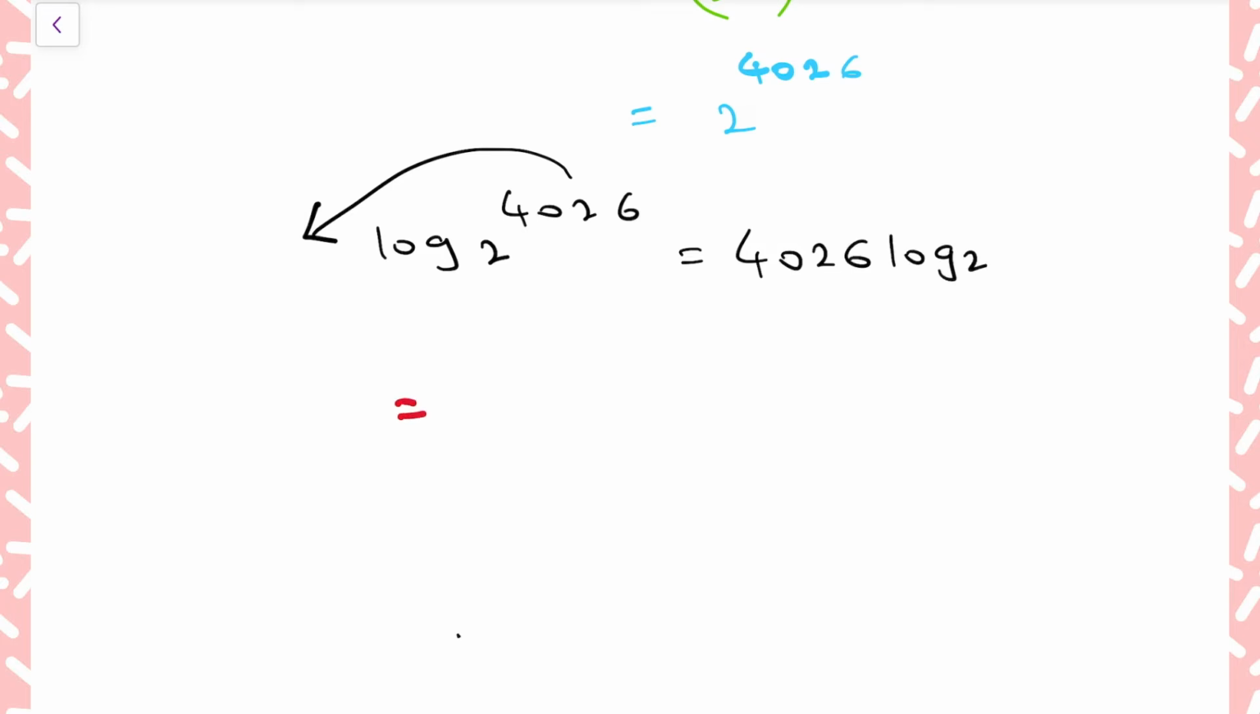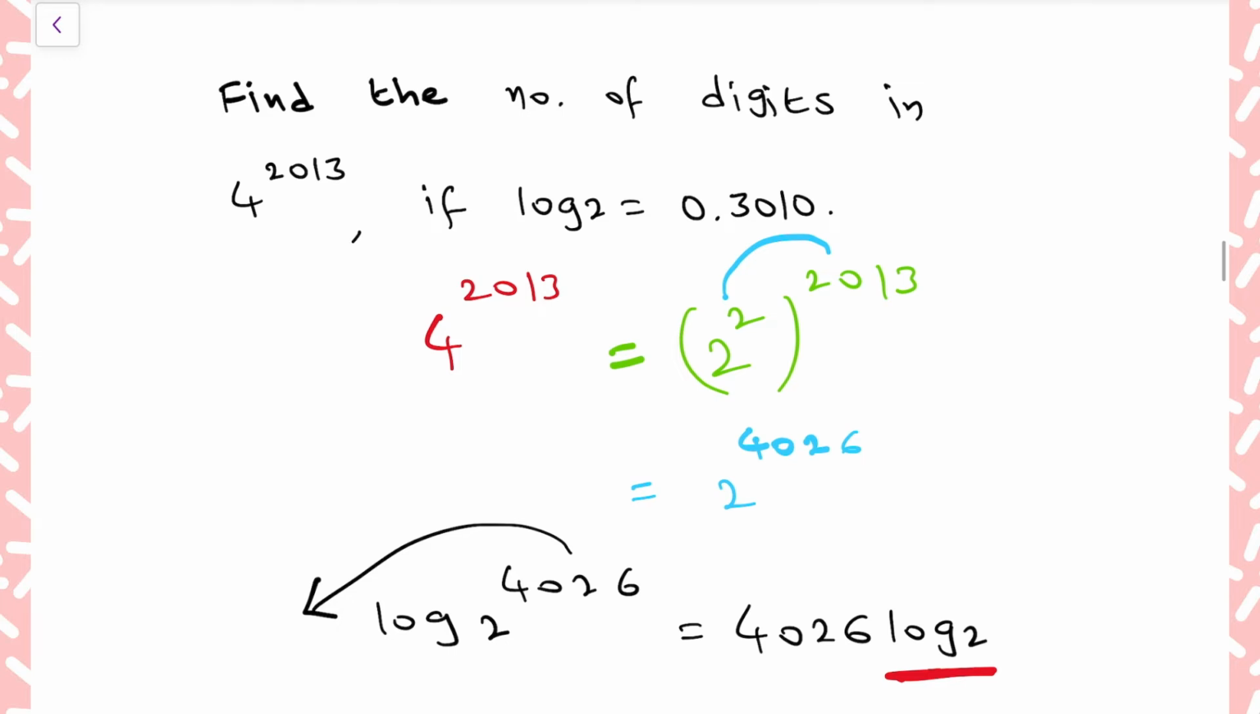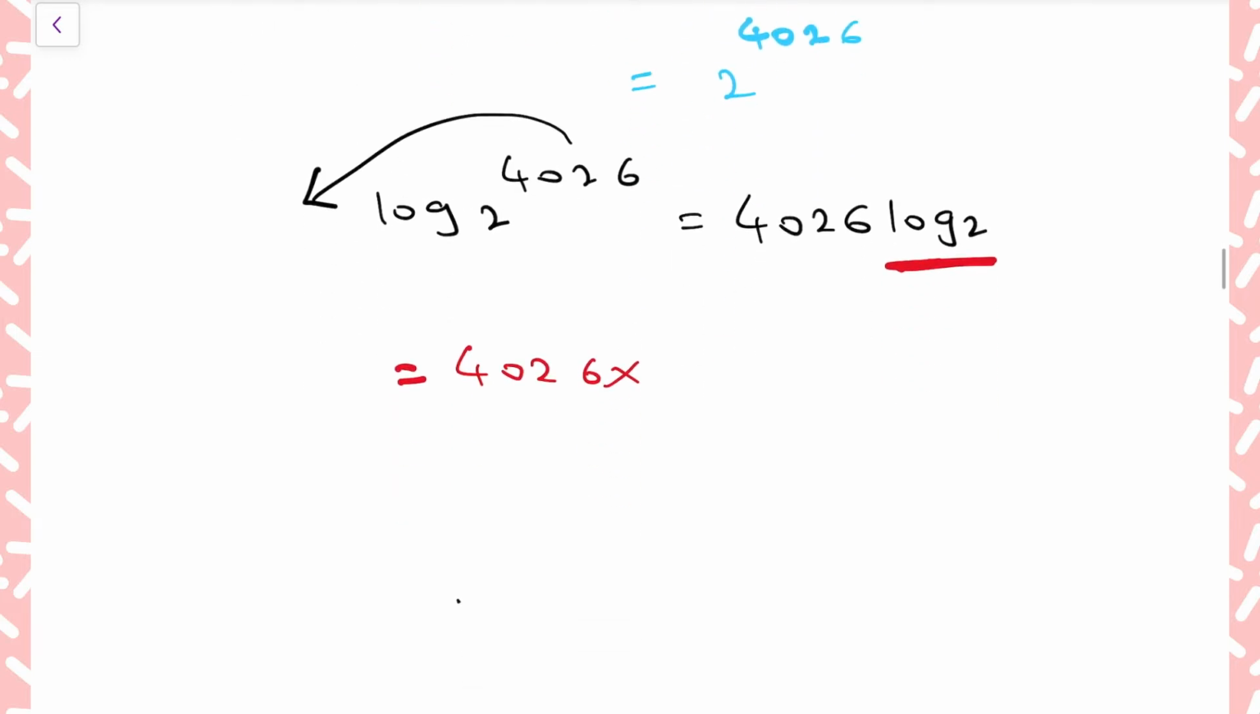which is equals to 4026 into log 2. Value is given in the question as 0.3010. 4026 into 0.3010. So if you multiply these two, let us check what we'll get. 4026 into 0.3010. 1211.826. After multiplication, we will get some kind of decimal like this.